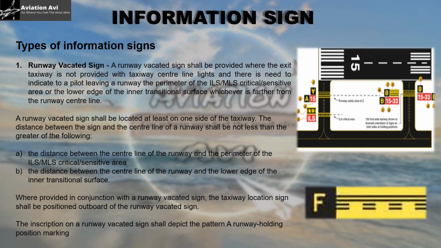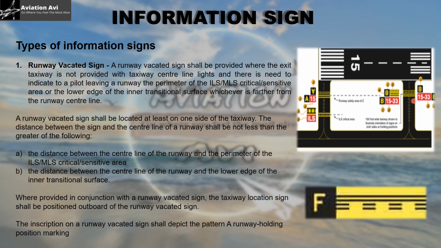Moving on, where provided in conjunction with the runway vacated sign, the taxiway location sign shall be positioned outboard to the runway vacated sign. So when information of the location of that particular taxiway is also given, in that case, the runway vacated sign, as you can see here, which depicts a pattern A runway holding position marking, the location sign should be present outboard to that particular sign.